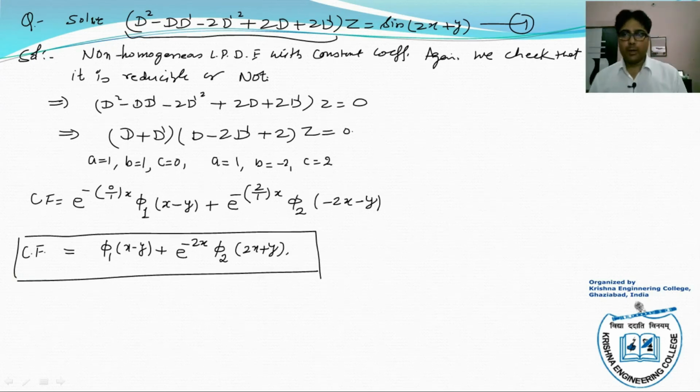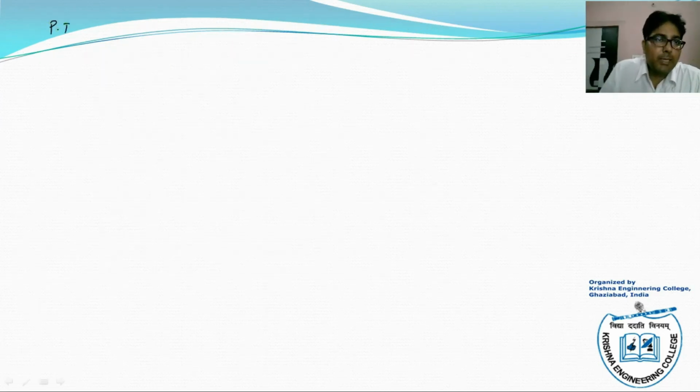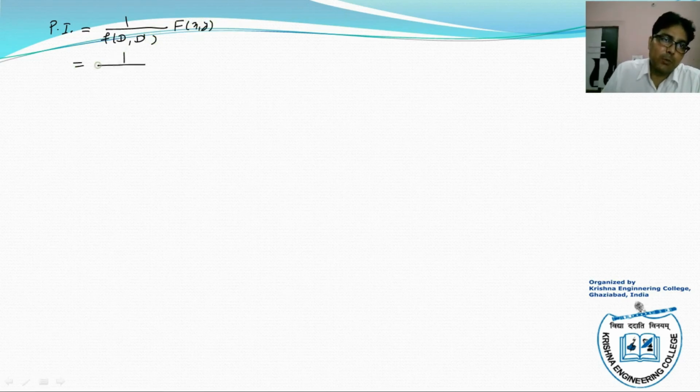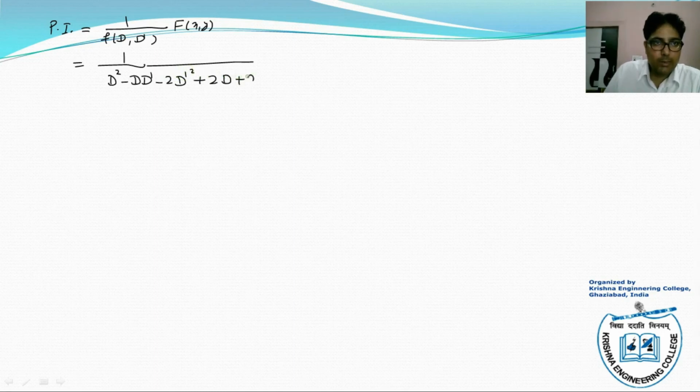Now we learn about the PI on the next page. We know that PI is 1 upon f(D, D') into f(x, y). In this problem, f(D, D') is D squared minus DD' minus 2D'^2 plus 2D plus 2D', into sin of 2x plus y.